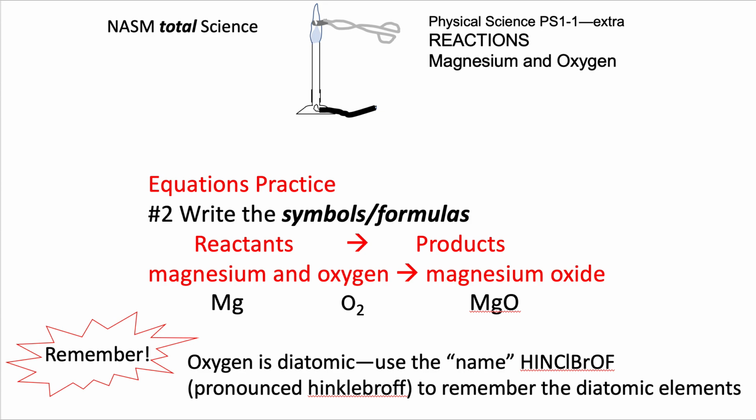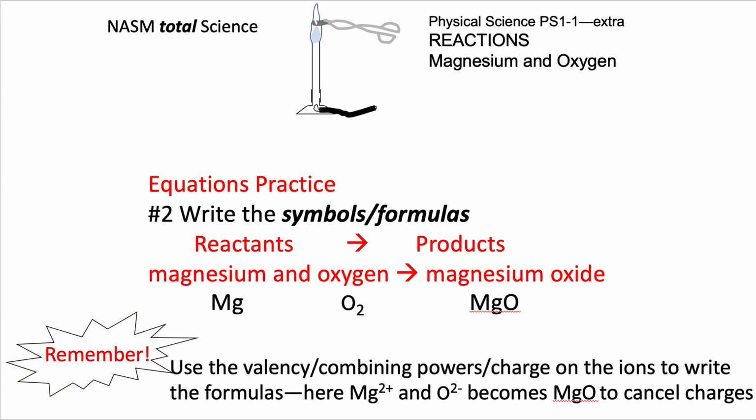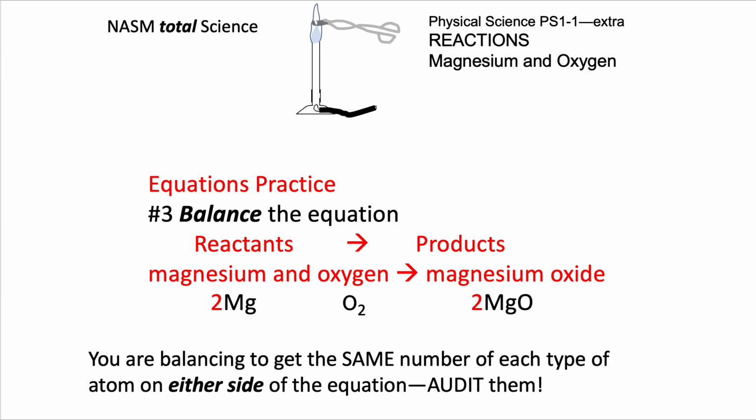So I do not need to worry about 2 oxygens at the moment on the product side, because the formula of magnesium oxide is MgO. And we're going to use the combining powers to write the formulas Mg2 plus, O2 minus.